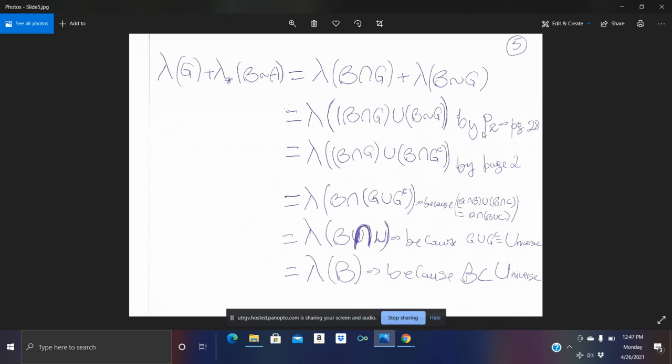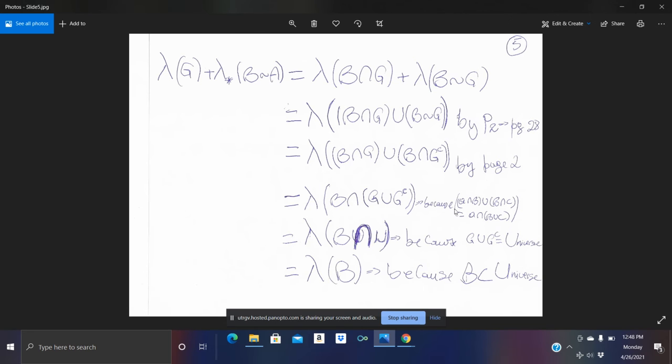And from there, in page 2 of John's book again, we know that B minus G is the same as B intersection G complement, right? So we just replace that in here.